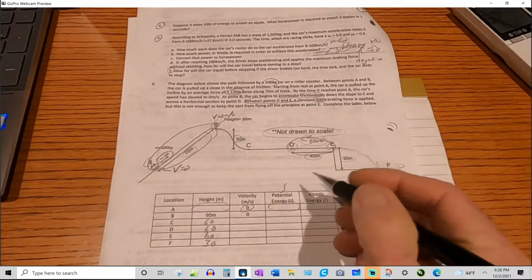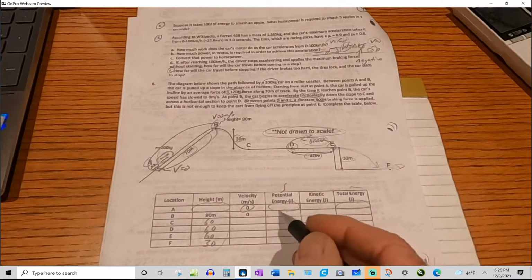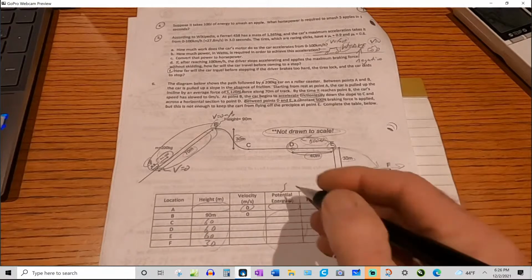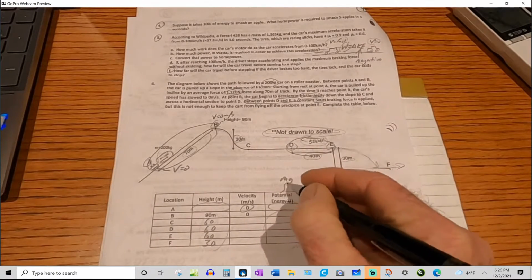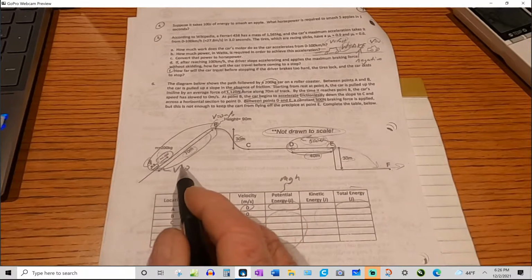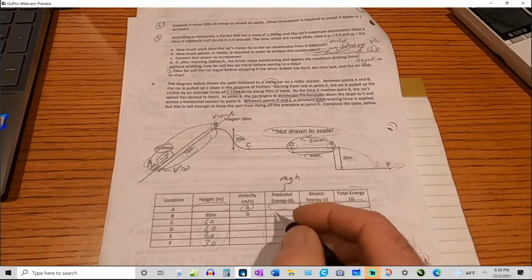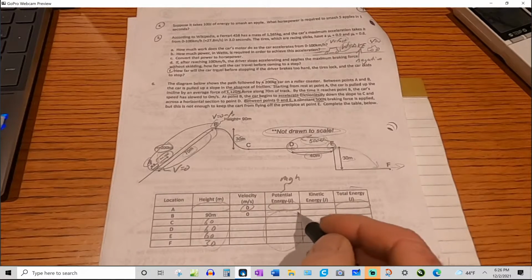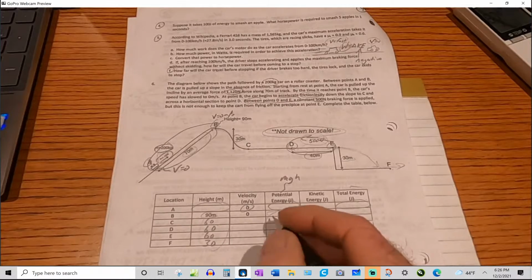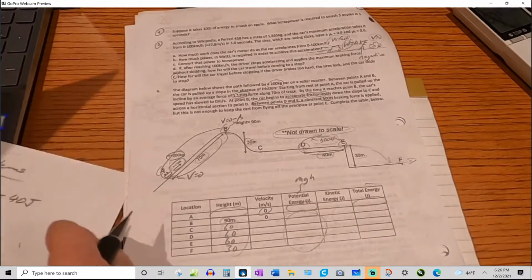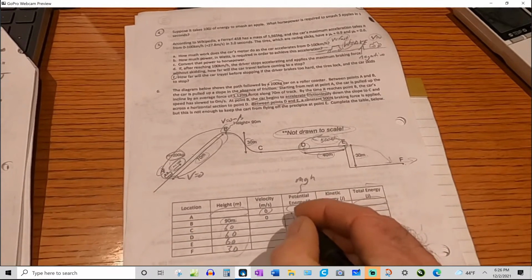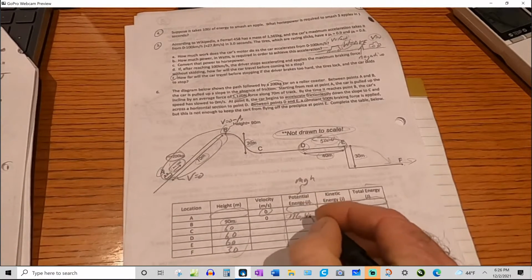Potential energy, we can calculate all these potential energies for B, C, D, E, and F, because that's just mass times G times height. We know the heights, we know the mass is 200 kilograms, so this is going to be 200 times 9.8 times 90, and that, looking at my cheat sheet over here, comes out to 176,400 joules.